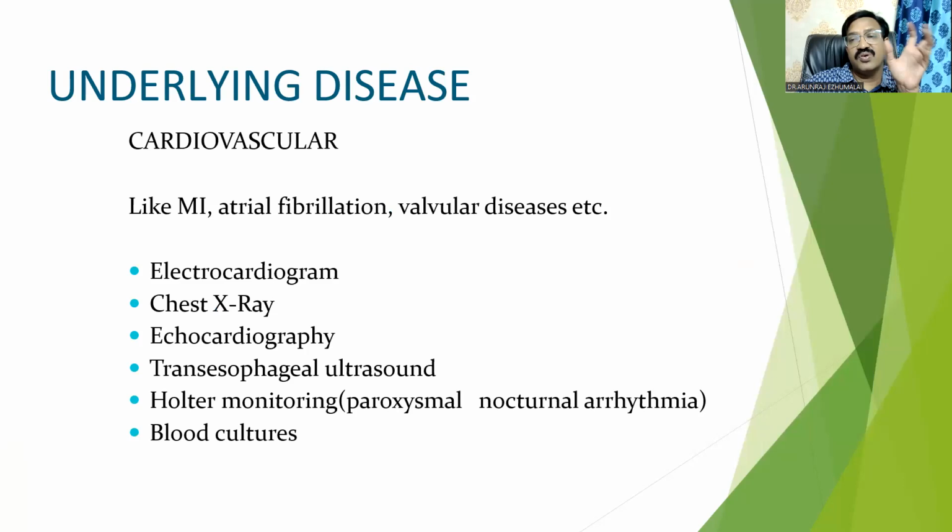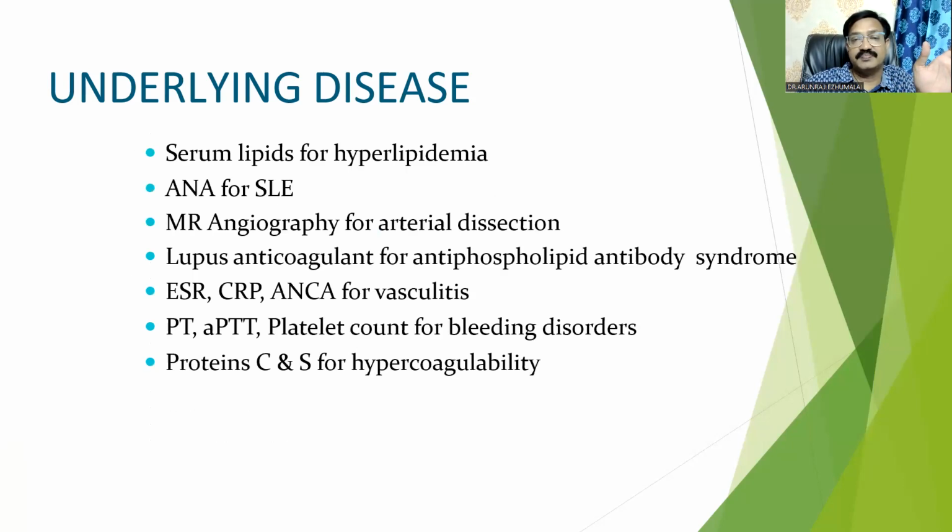Apart from this, we have to rule out any cardiac illness. We have to do ECG, chest X-ray, echocardiography, because we have to rule out any embolic source for the hemiplegia. We have to do a lipid profile, because lipid profile is a must investigation in case of stroke. And in a stroke, we have to do ANA for SLE, ESR, CRP, and ANCA to rule out vasculitis disorders, especially in young strokes.